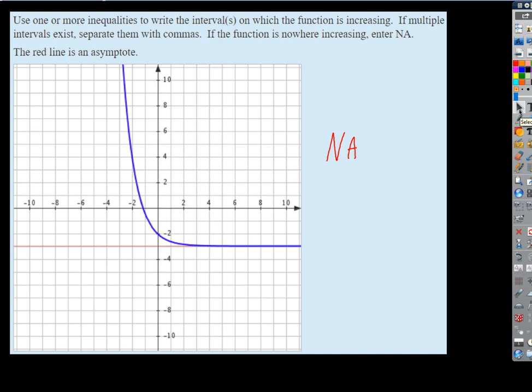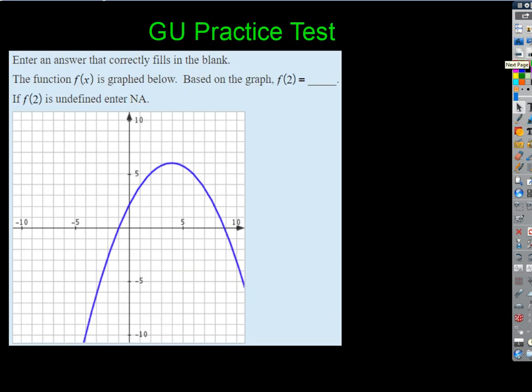Questions? Okay? Okay, that's the end of the non-graphing stuff. Now here's the graphing stuff. A lot of this is going to be pretty familiar. We went through this yesterday.